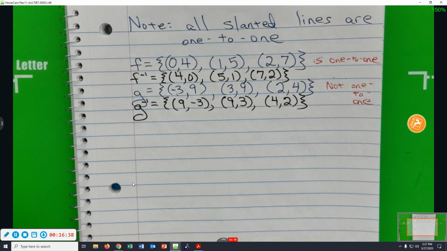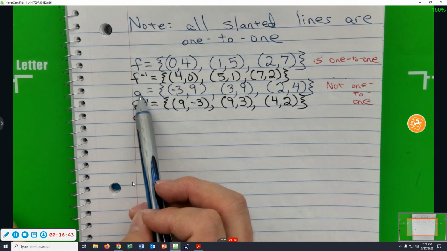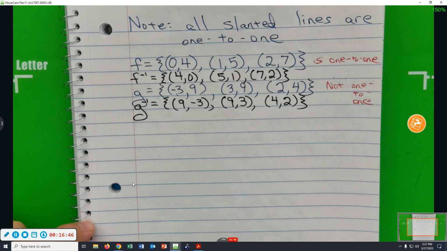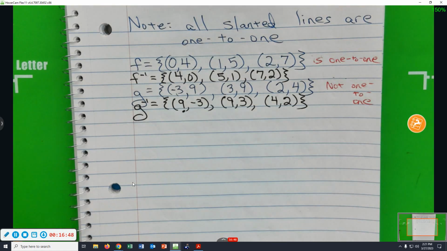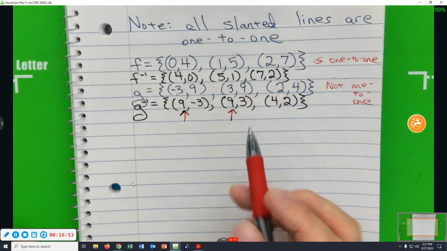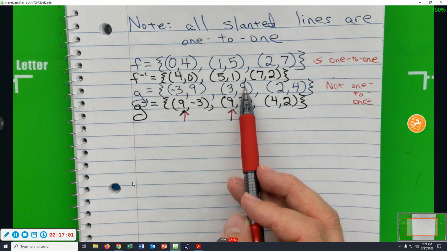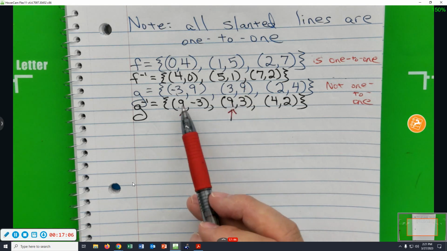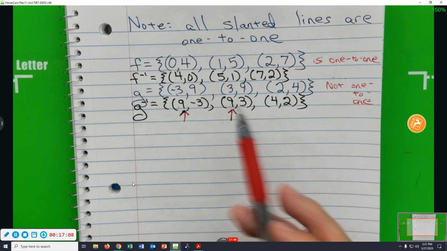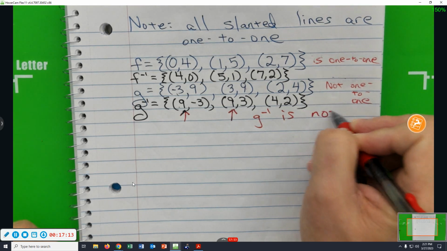I think we have a big problem. G was a function, but it wasn't 1 to 1. When we form the inverse, do we still have a function? No, right there. We have repeated x values. The repeated y values were in the original function, and it's okay to have repeated y values. It's still a function. But when you swapped the ordered pairs, you picked up repeated x values. So as a result, G inverse is not a function.